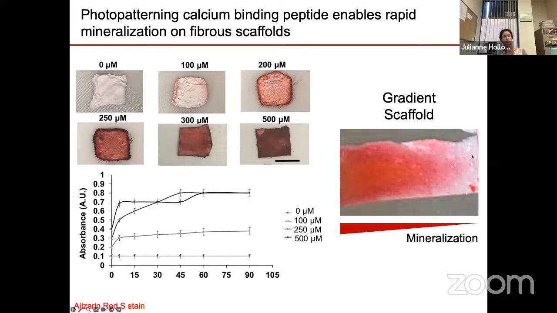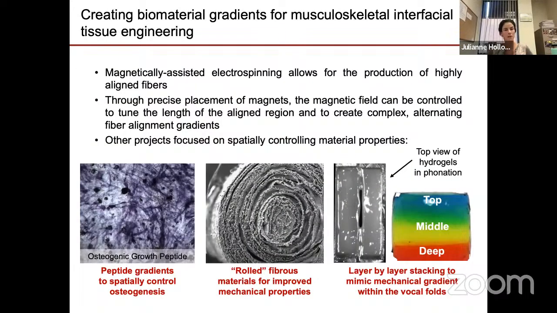And so ongoing work is evaluating these materials in vitro and in vivo in order to evaluate the cell and in vivo response to these different gradient materials. But hopefully I've been able to show you some of the new tools that we've developed that allow us to really precisely control where and in what direction we're getting fiber alignment using magnetically assisted electrospinning.